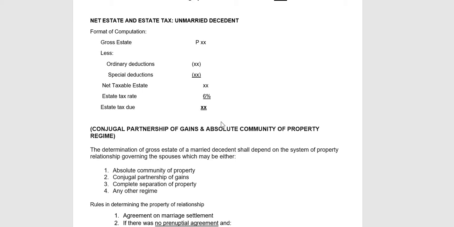But we'll start first with a discussion of the net estate and estate tax of an unmarried resident. So, for an unmarried resident, it is not that complex. You'll need to determine the gross estate, then you deduct ordinary deductions, then special deductions to arrive at the net taxable estate.